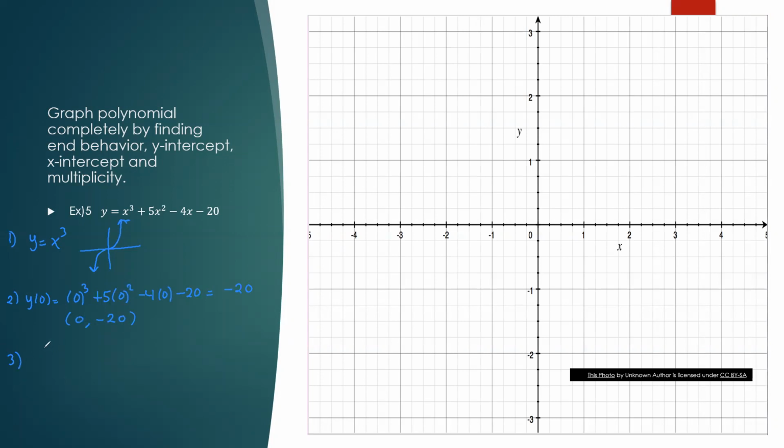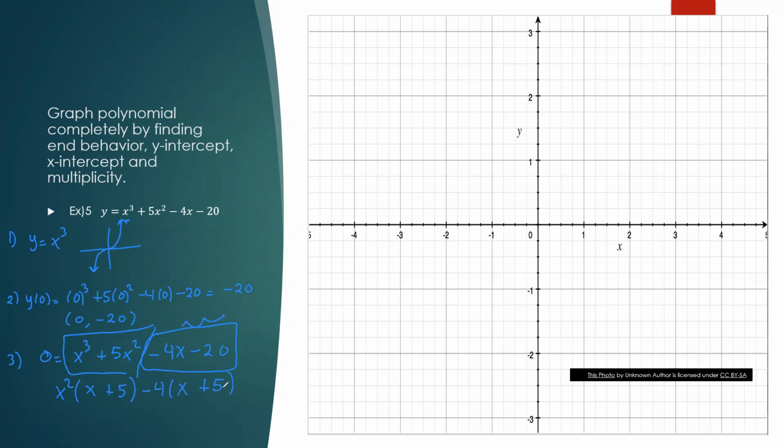And then step 3, find the x-intercepts and multiplicity. So you set y to 0. And it looks like we can try grouping because it has 4 terms. So split it into two parts. On the first part, x cubed plus 5x squared, you can take out an x squared, and then this would be x plus 5. And on the second part, negative 4x minus 20, you can take out a negative 4, so this would be x plus 5.